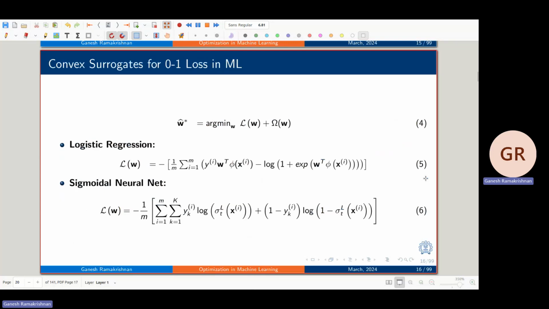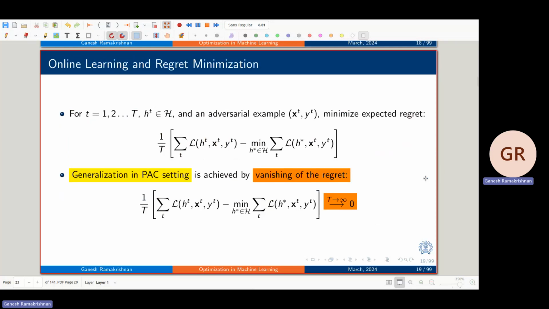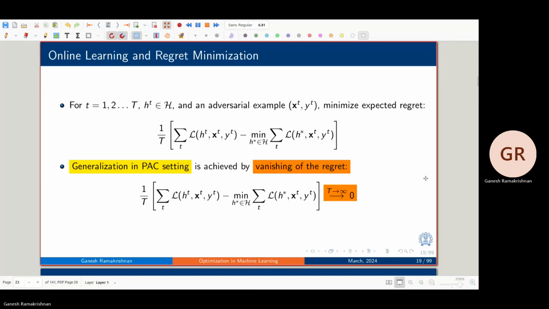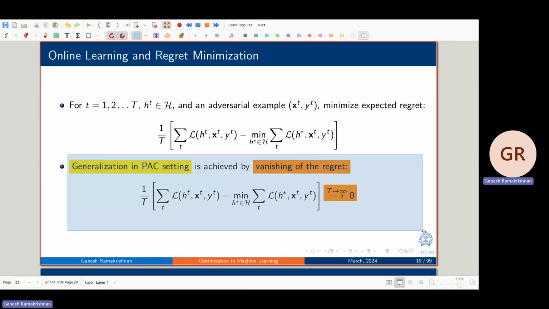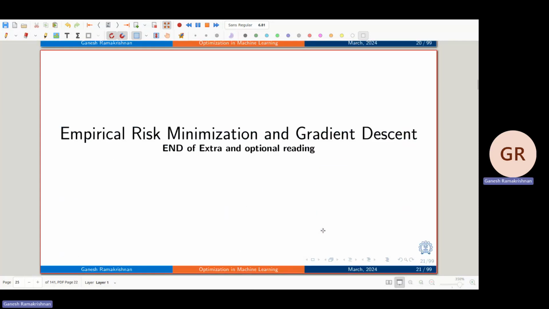This I just gave as additional reading, which helps you understand from a statistical PAC learning perspective what these stochastic methods do. But this is all really extra reading. The key point here is the connection between PAC learning, probably approximately correct learning, and vanishing of the regret. Some of you may have guessed: the regret would basically correspond to the loss if I had a stochastic sample, as against the loss if I had access to all the data. So there's a connection between the two. I just put it in the slides.